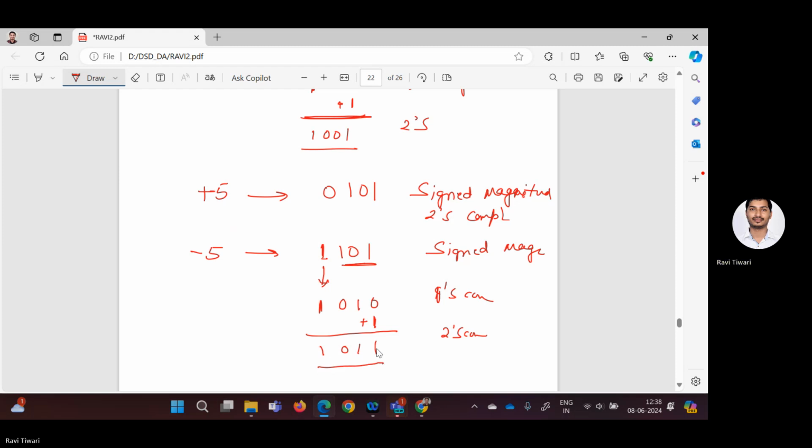Clear? So in today's lecture, we have seen how we can represent any positive number and negative number with the help of the unsigned number system, sign magnitude system, signed 1's complement system, and signed 2's complement system. And the point to note is, if the number is positive, then the sign magnitude system is similar to the signed 1's complement system, as well as to the signed 2's complement system.